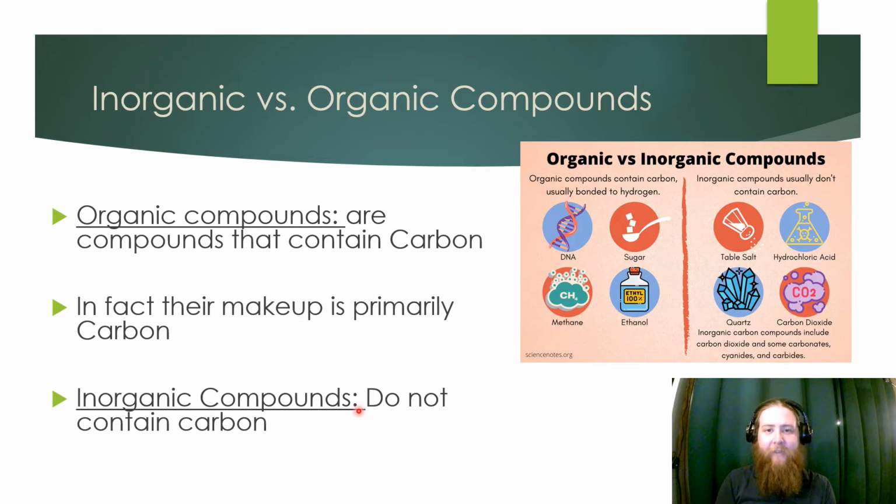Inorganic compounds are things that do not contain carbon. Things like table salt, which is NaCl. Things like hydrochloric acid, which is HCl. Things like quartz, which is mostly silicon and oxygen. The one kind of inorganic compound that has carbon that's important to note is carbon dioxide, CO2. While it has carbon in it, CO2 is not an organic compound. We breathe out carbon dioxide as waste, so it is an inorganic compound.